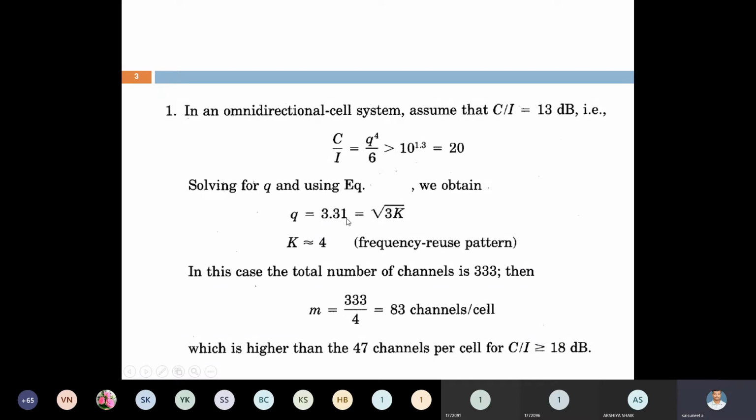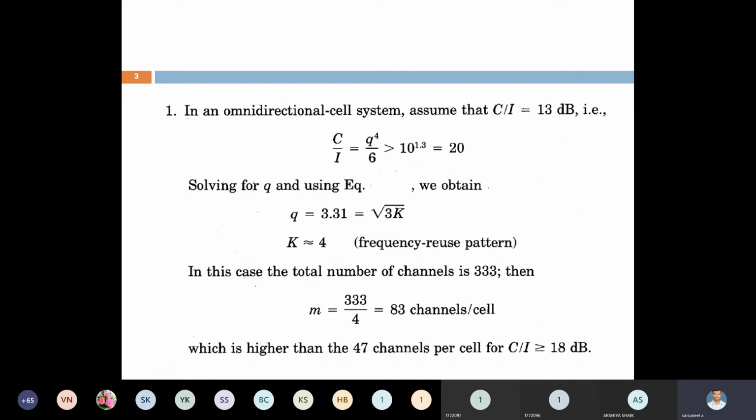You know Q equals D by R, where D equals root 3K into R, divided by R. The R automatically cancels, and we get Q equal to root 3K. Then substitute root 3K equal to 3.31. Finally we get approximately K equal to 4.